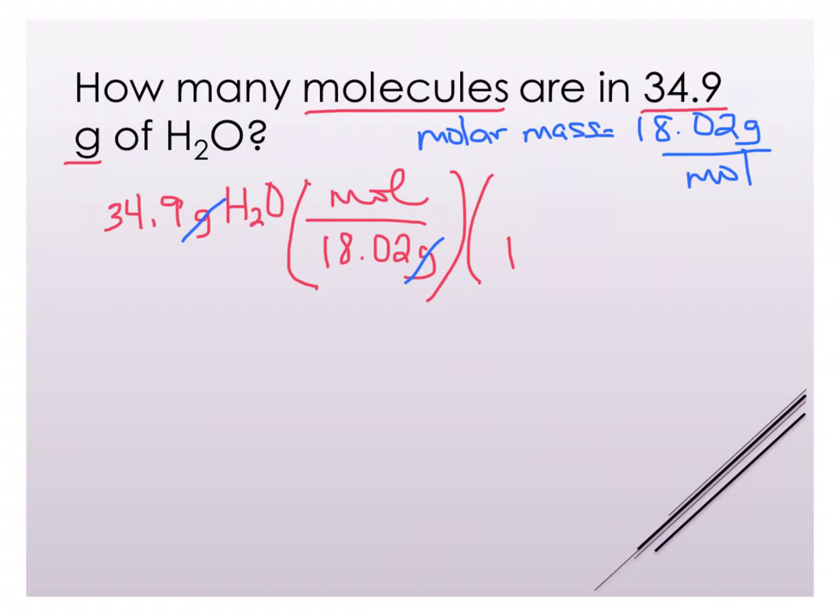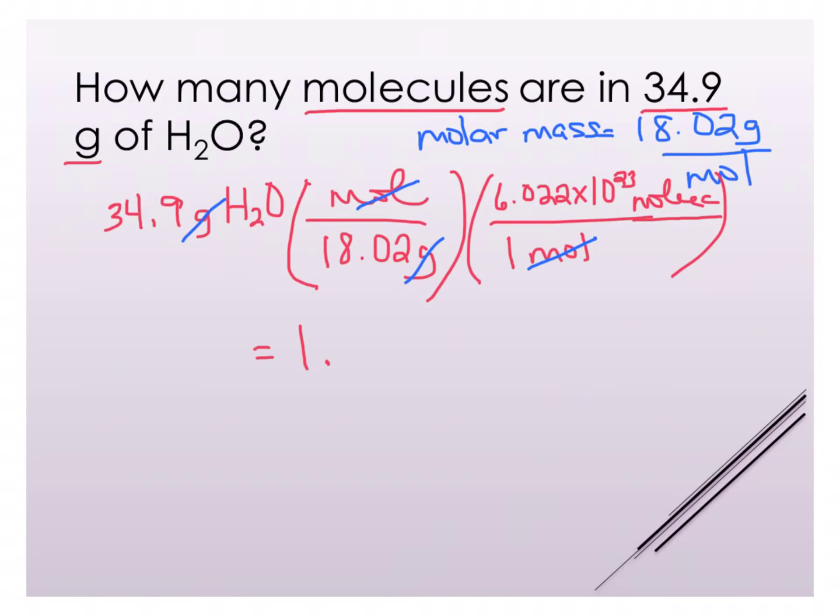So now I can say that in 1 mole, I have 6.022 times 10 to the 23rd molecules. Now, moles cancels with moles. The only units I'm left with now are molecules. All my units have canceled out correctly. And now I can go to my calculator. I have 34.9 times 6.022 times 10 to the 23rd. So I'm doing all the numbers on the top first, divided by 18.02. And I end up with 1.17 times 10 to the 24th molecules.